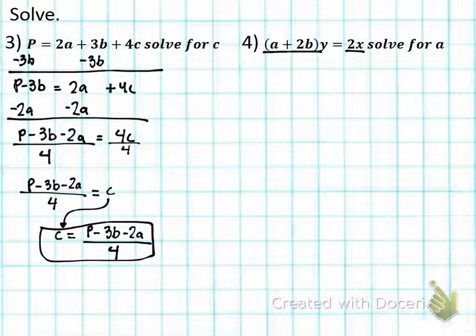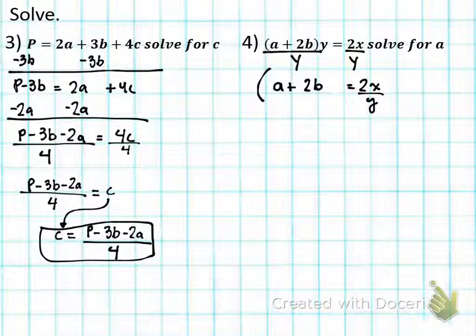So it's really important that you do that correctly because students always mess this up. So divide both sides by y. So all we're getting is a plus 2b is equal to 2x over y. Okay? Now, there's nothing else on the left-hand side, so do I need to keep these parentheses, if they're by themselves already? Do we need to keep the parentheses? No.